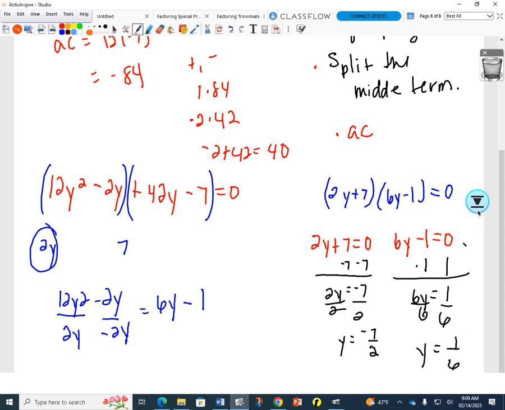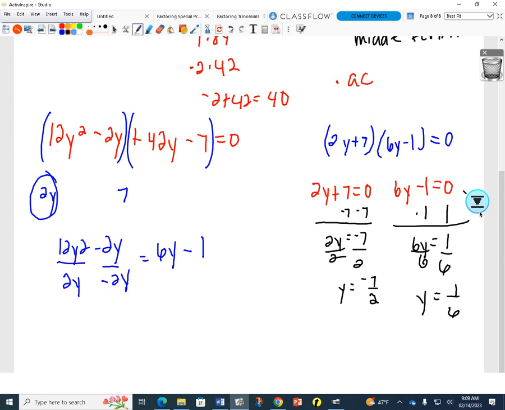So if I plug in -7/2 here, I'm going to make this first factor 0. 0 times 6y minus 1 is going to be equal to 0. If I plug 1/6 into this factor, it's going to make this factor equal to 0. 0 times 2y plus 7 equals 0. Any questions on that?